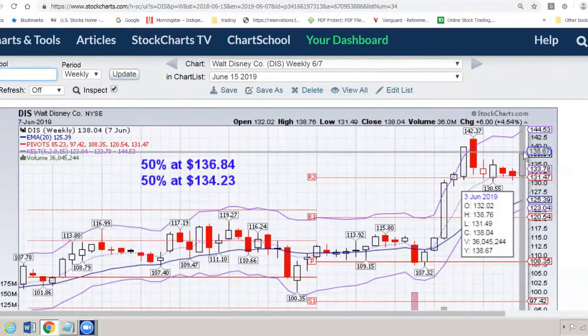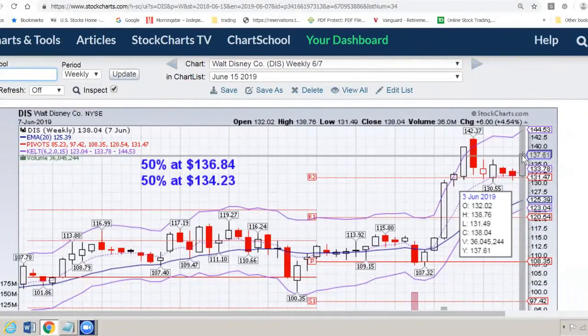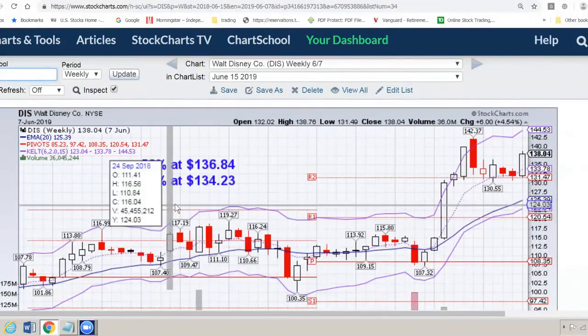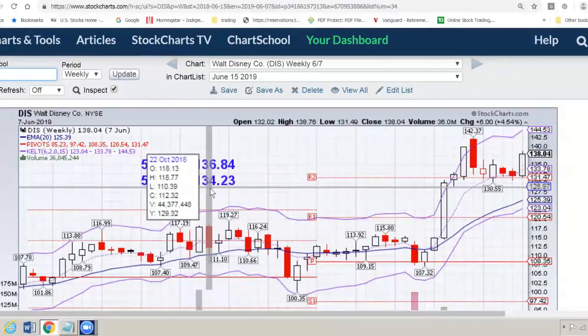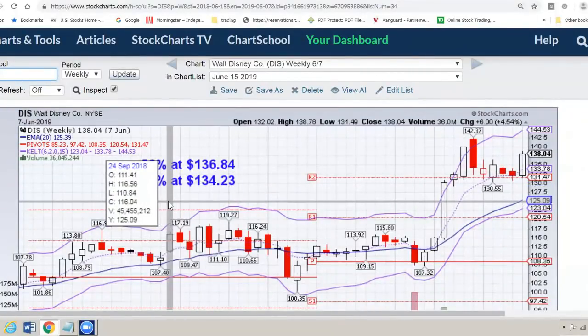So I thought that, okay, we're right up here. We should get some pullback. And if we got a 50% pullback, that would take you down into the 64. So what my recommendation was 50% at 36.84 and 50% at 74.23.